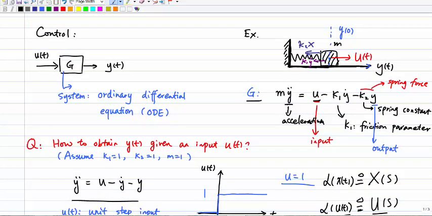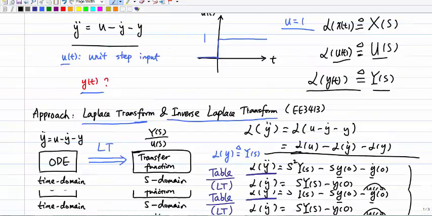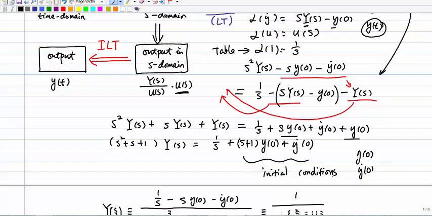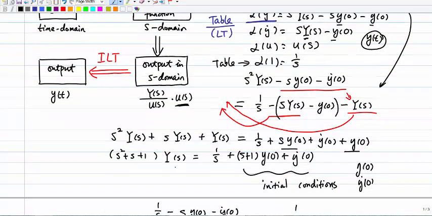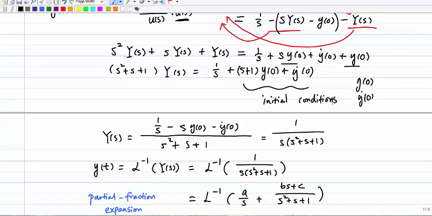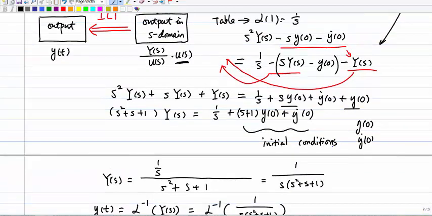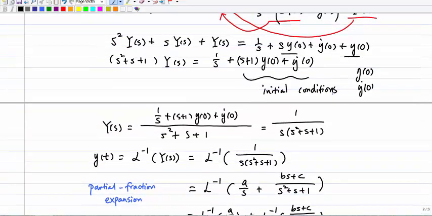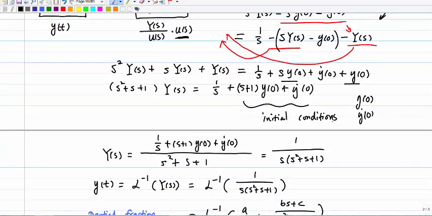So those two also play a role in determining y sub t. Okay, so we sort of have this. Right over here, this is plus s plus 1, y sub 0 plus y dot 0. Okay, so here let's do this one. Okay, let's do this one.